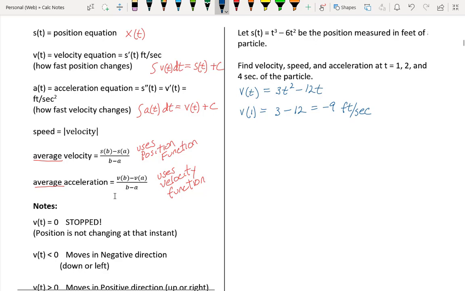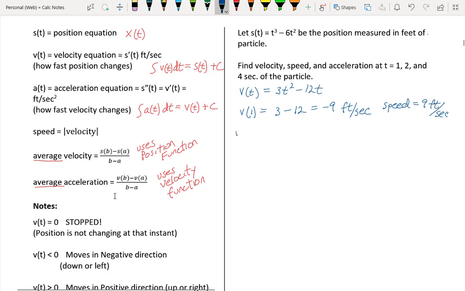Okay? That's velocity. Speed, on the other hand, equals 9 feet per second. Speed is always positive. Velocity just tells me which direction I'm moving.